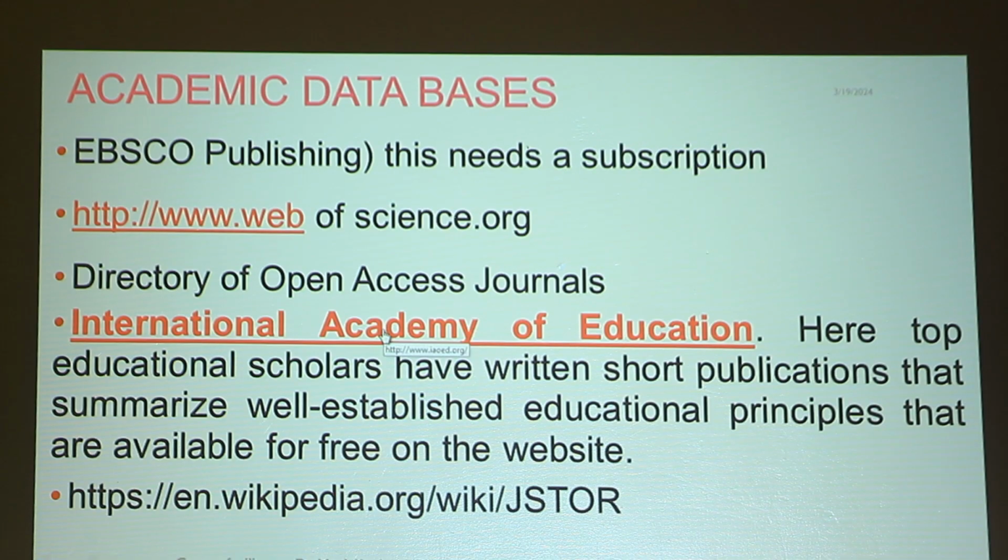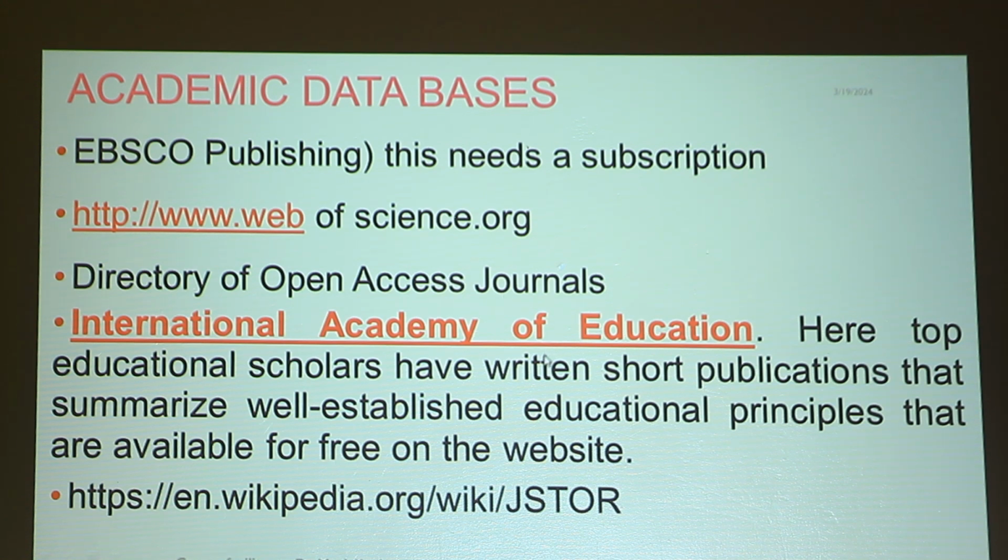Then we have the Directory of Open Access Journals. It is the same thing. What you have to do is copy the Directory of Open Access Journals, and then paste it into the search box of any browser that you have opened. We have Web of Science. It is also an academic database and search engine, so you can also find a lot of information there.